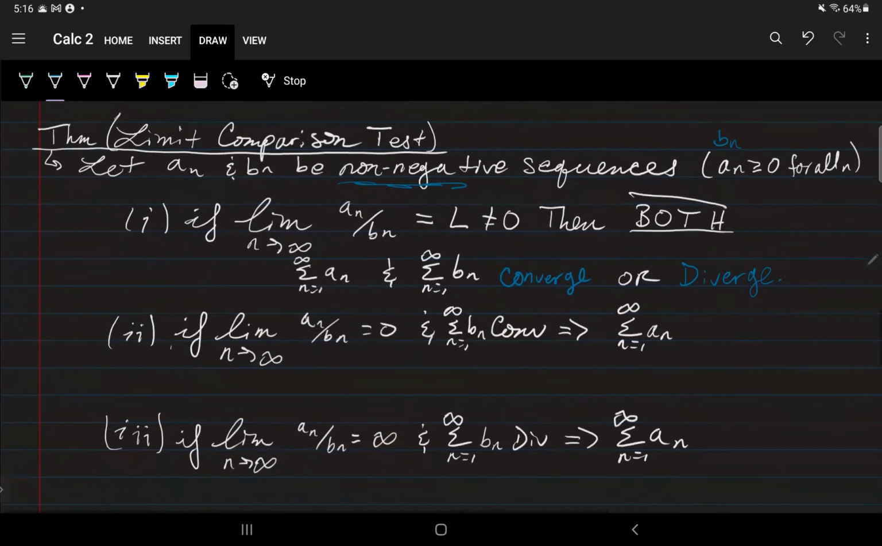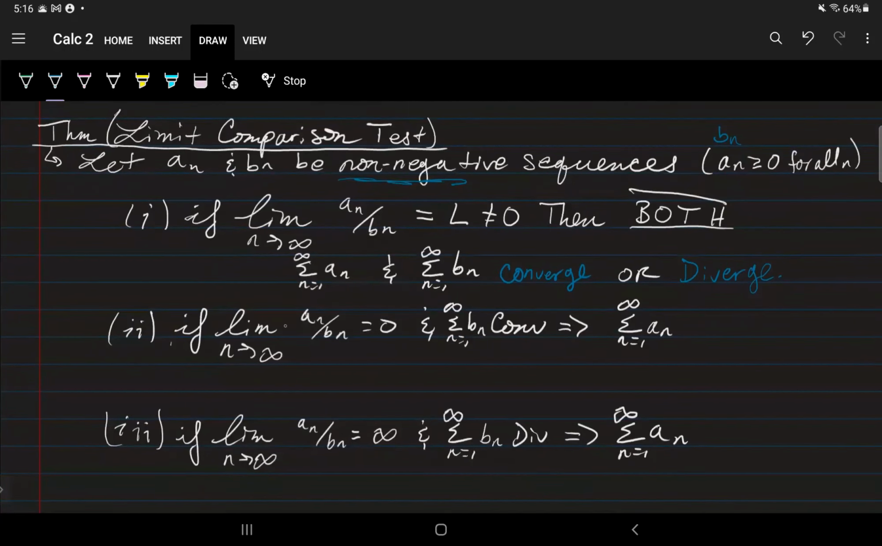So let's look at what it says next. If the limit of An over Bn is 0 and the series of Bn converges, then the series of An converges. Okay, so let's think about what this one's saying.